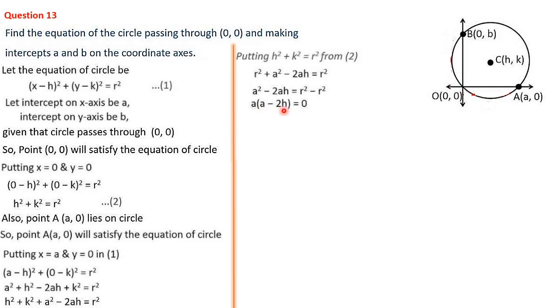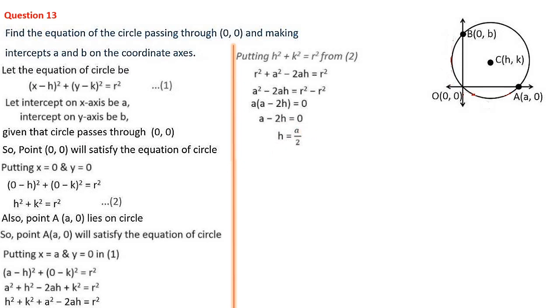Now the product is 0, but we cannot equate a with 0, because if a is equal to 0, this point will move to the origin. That is not possible. So a we cannot equate with 0. The only possibility is a minus 2h equal to 0. A minus 2h equal to 0 means h is equal to a by 2. So h is equal to a by 2 we have got.